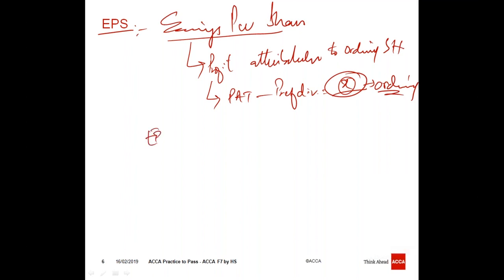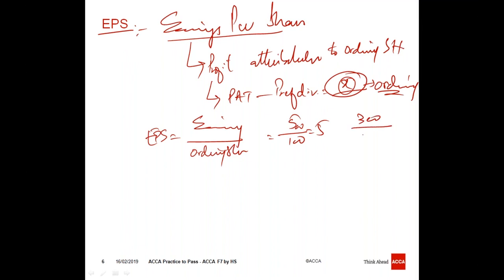And the formula for the EPS is earnings per share. So you have to take ordinary shares. If the EPS of one company is 5 and the EPS of another company is 3, which company is better for investment purposes? From the earnings point of view, you can say that this company is earning more as compared to this company.